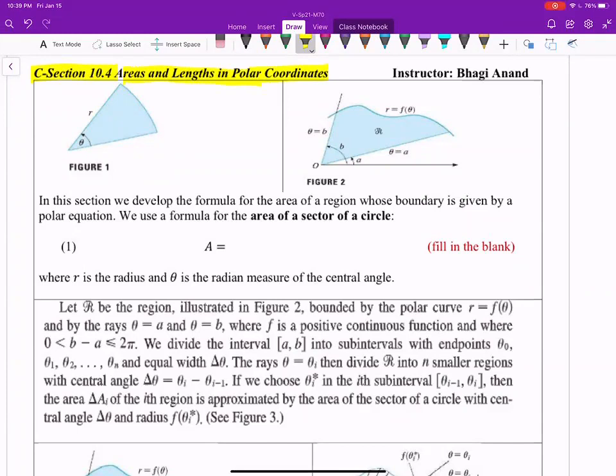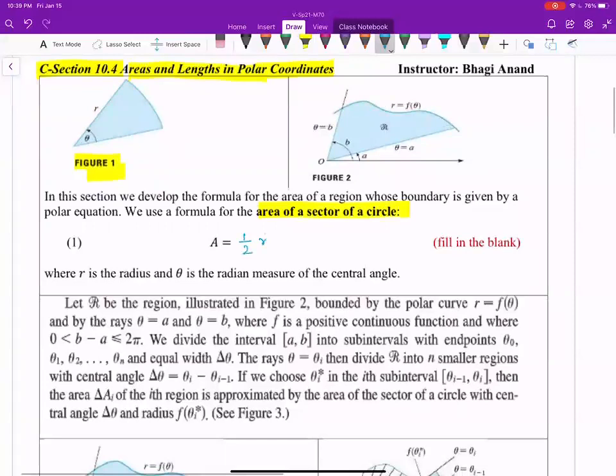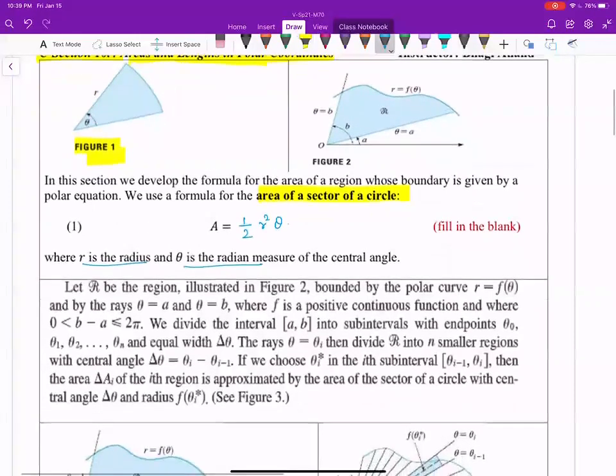For that, we are going to refer to our geometry that we know about the area of a sector of a circle. If you have a slice the way shown in figure 1, and the radius of that sector is r, which subtends an angle of theta, then the area of the sector of the circle is given by the formula half r square theta, which we know from our geometry class, where r is the radius and theta is the radian measure of the central angle.